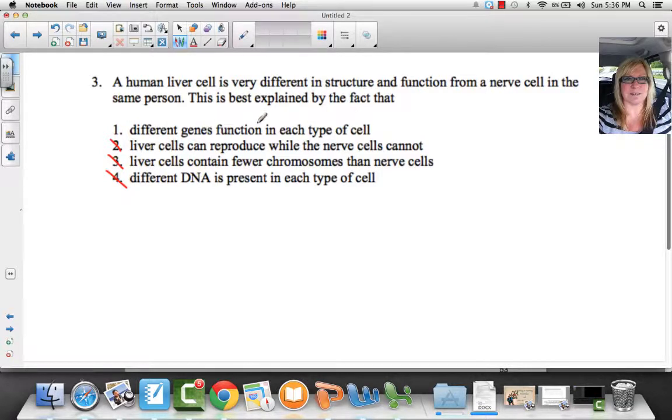So different genes function in each type of cell. So certain genes are turned on in liver cells and certain are turned on when they're in the nerve cell. Okay, that is our short lesson on cleavage and differentiation.